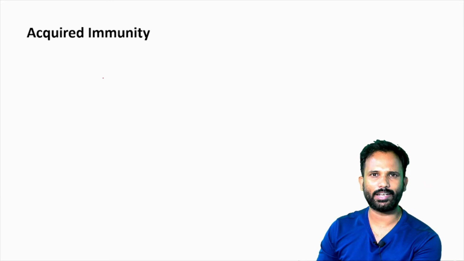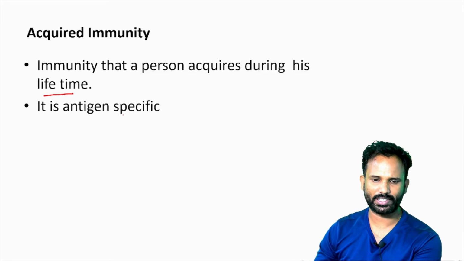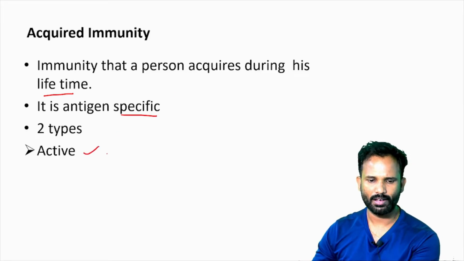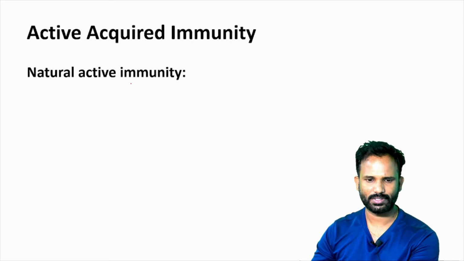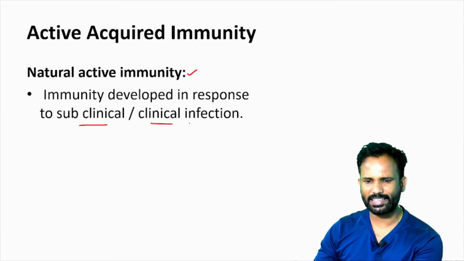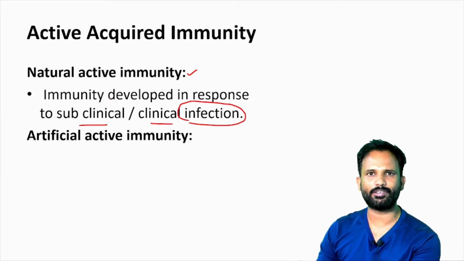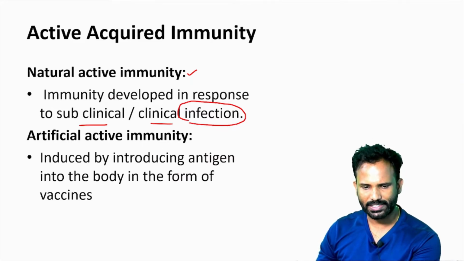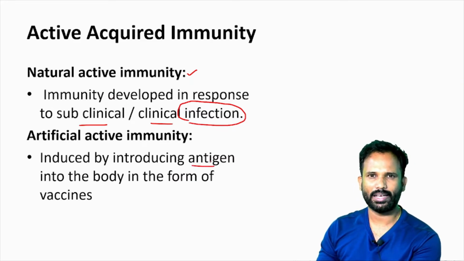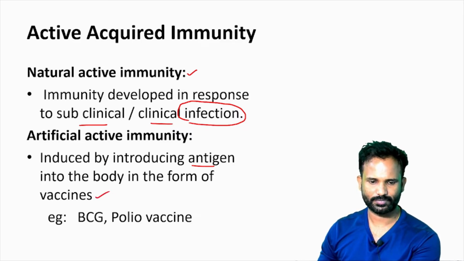Coming to the acquired immunity, as we said, during his lifetime, it's called acquired immunity and it is specific. And it's active and passive. Active acquired immunity, in that natural is due to subclinical or clinical infection. Infection is the reason here. And artificial active immunity here, by introducing antigen into the body, either it may be a live attenuated or it may be a killed vaccine. So like BCG and polio vaccine, this is artificial active immunity.